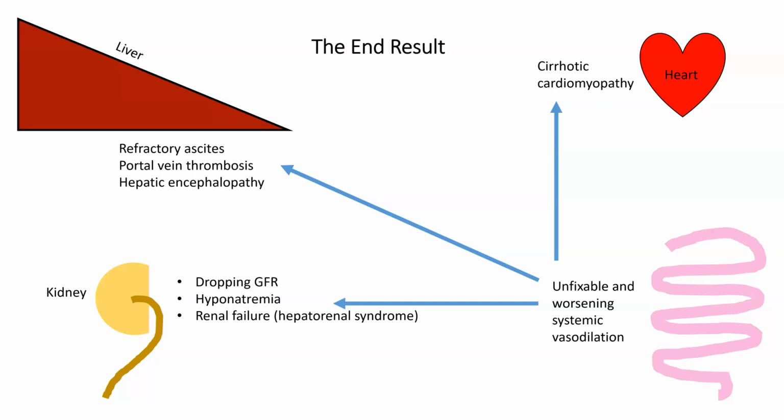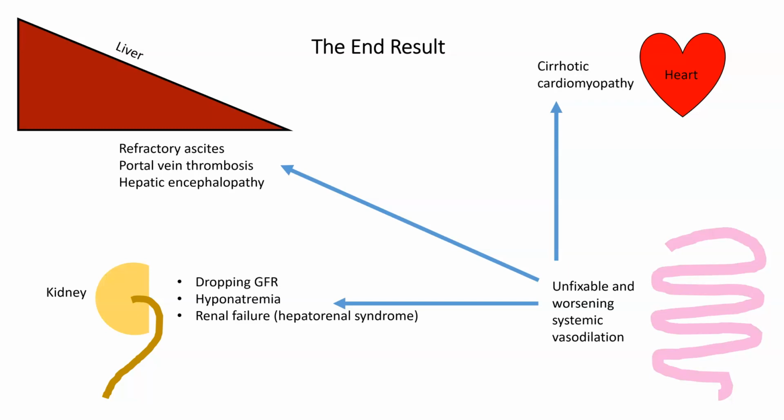In the kidney, this leads to dropping GFR. Initially, the kidney responds to low mean arterial pressures by constricting the efferent arteriole, allowing continued flow across the glomerulus, but eventually it starts constricting the afferent arteriole, and at that point you'll start to see decreases in GFR and development of renal failure. You'll also see a dilutional hyponatremia occur as more and more antidiuretic hormone comes from the brain, and ultimately you'll develop renal failure in the form of what we call hepatorenal syndrome.